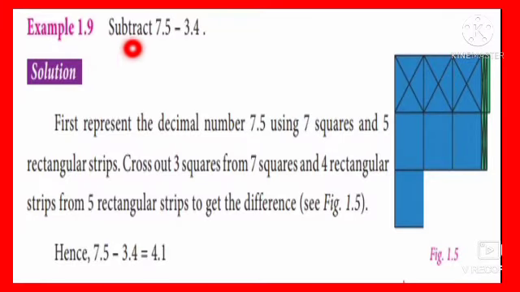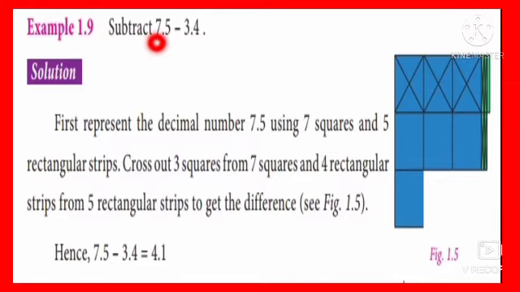Example 1.9. Subtract 7.5 minus 3.4. So now we are going to subtract 3.4 from 7.5. So children, for the subtraction problem, we have to draw the area model for the first decimal number, that is 7.5. Here in 7.5, the 7 is the whole part, which represents complete square areas: 1, 2, 3, 4, 5, 6, 7.